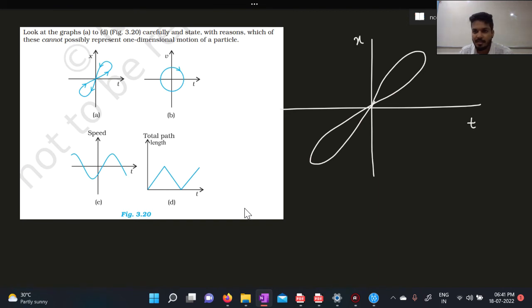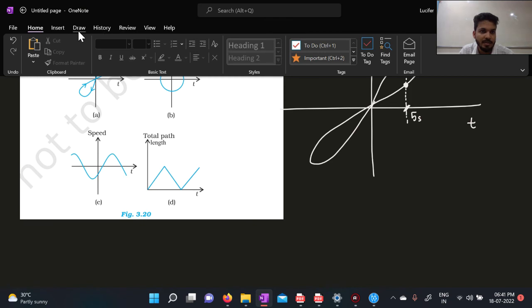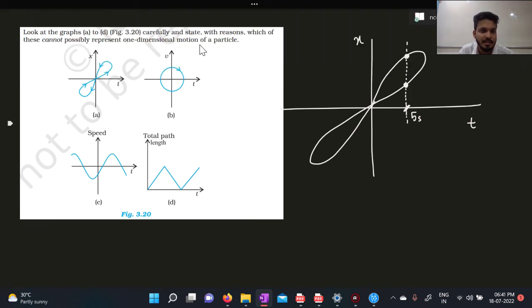In this graph, what we have to see is that if I make a line parallel to the x-axis, for example at a time of let's say 5 seconds, exactly at 5 seconds this line intersects the graph at 2 points. That means this graph is telling me that at exactly 5 seconds there are two positions for a single body. This is supposed to represent one dimensional motion of a single particle. Now tell me why is this not possible?